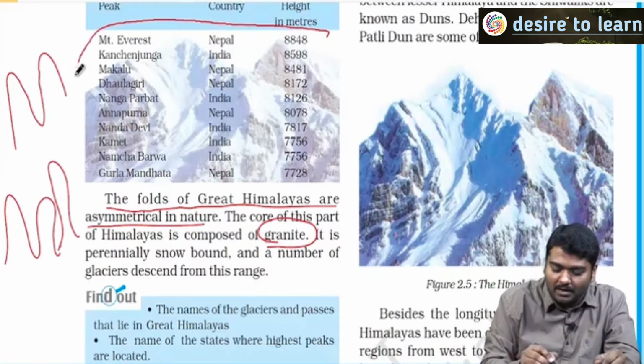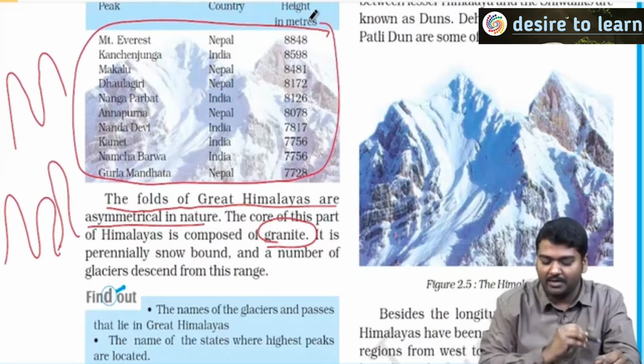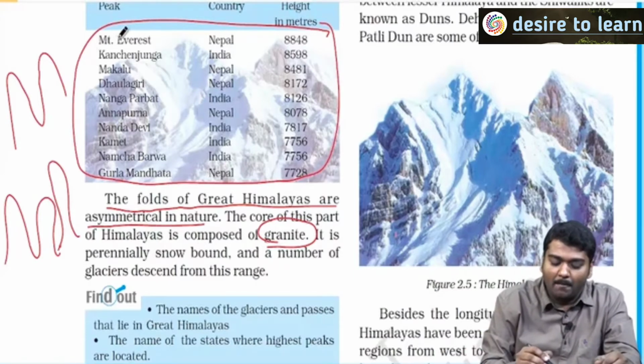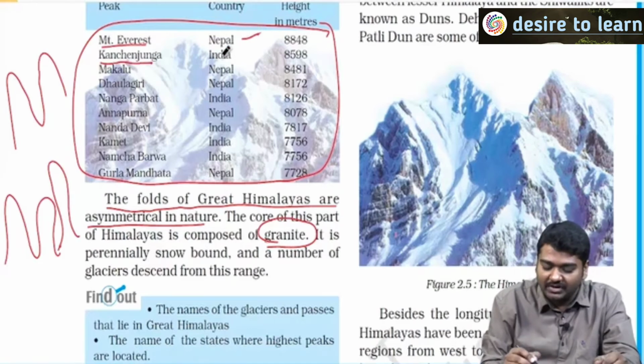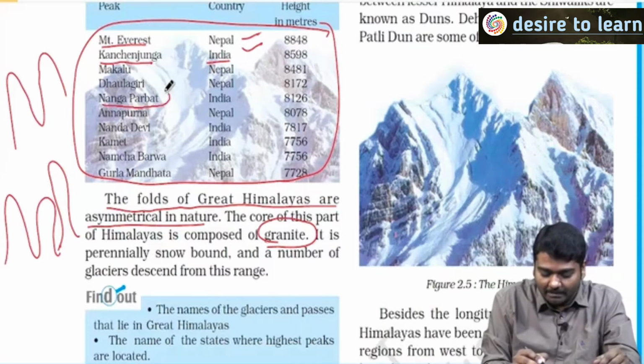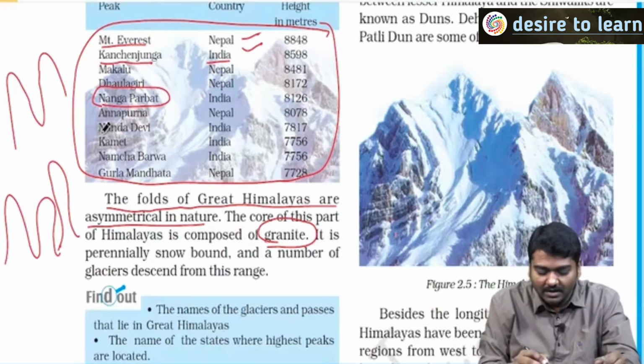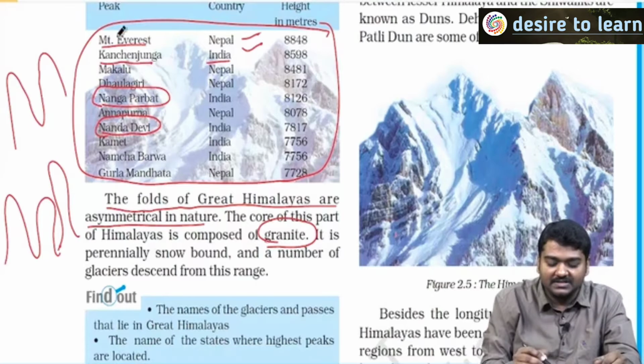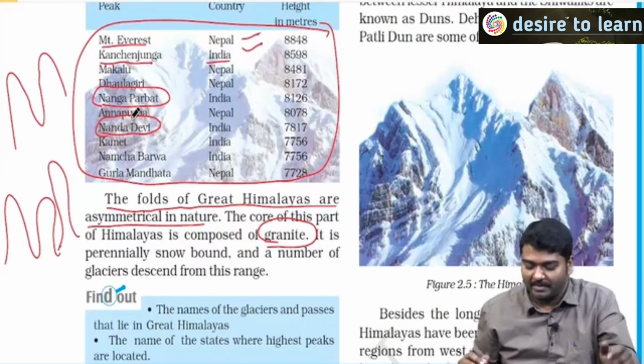You need to remember some of the important mountain ranges. Remember, Mount Everest is in Nepal, whereas India's highest peak is Kanchenjunga. Second important one is Nanga Parbat. Third, Nanda Devi. At least 3 to 4 you need to remember.